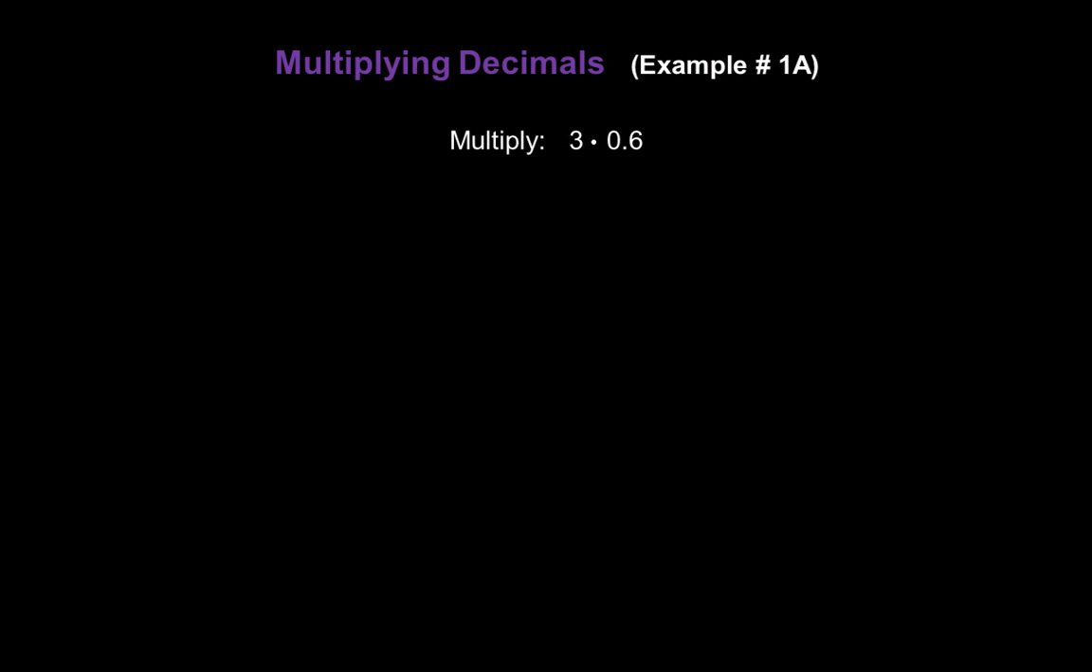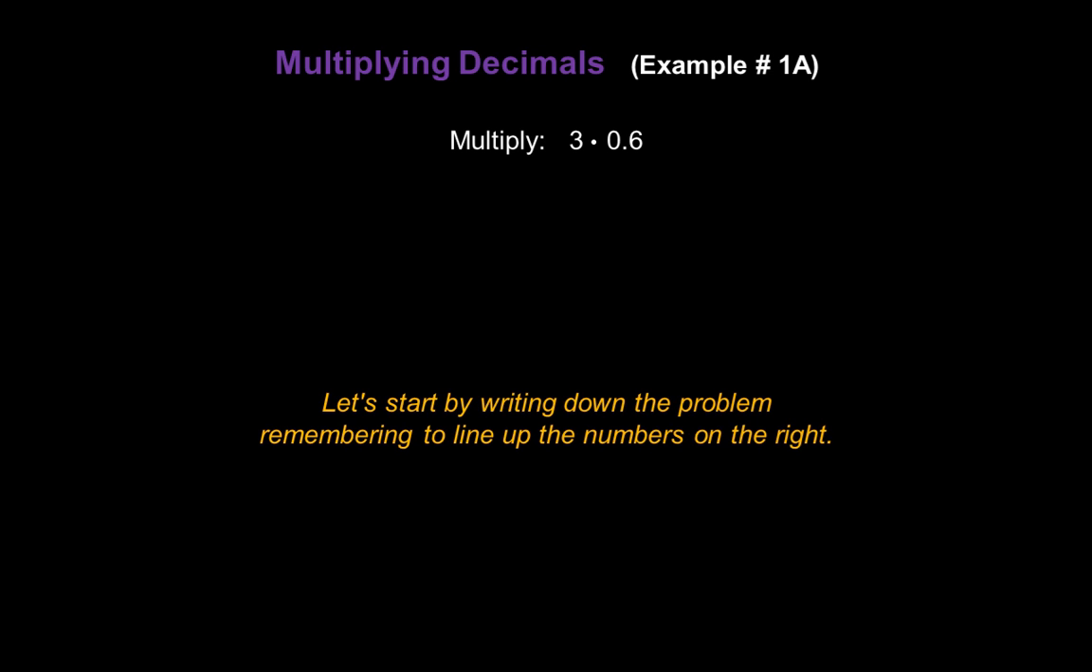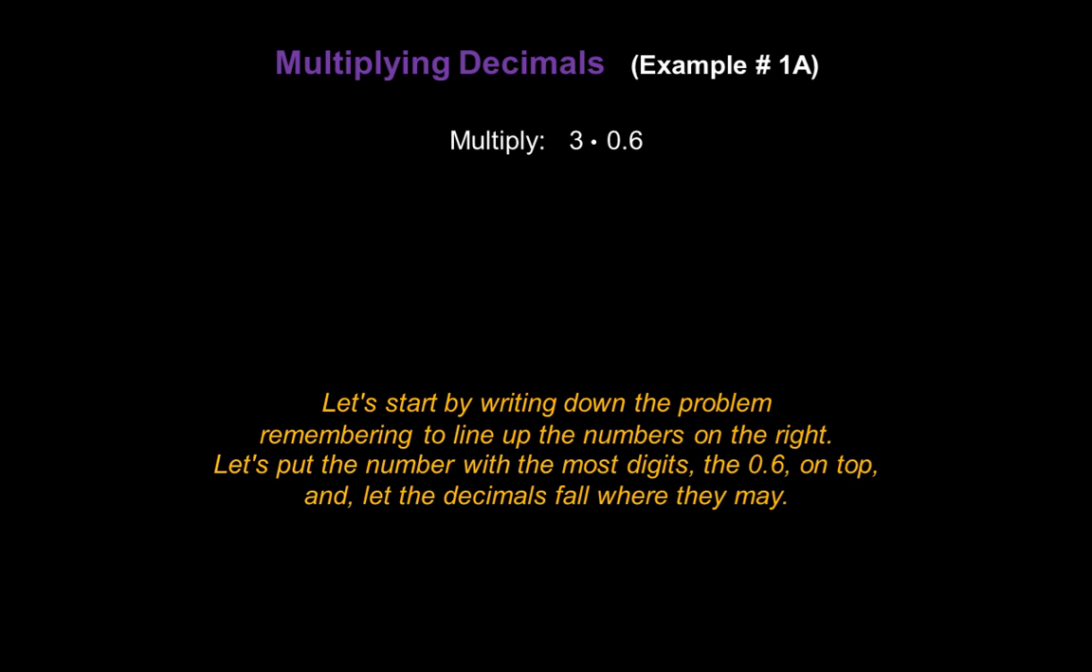Let's multiply 3 and 0.6 together. And we'll start by writing down the problem, remembering to line up the numbers on the right. And let's put the number with the most digits, the 0.6, on top, and let the decimals fall where they may. So when we write it down, it should look like this: 0.6 times 3.